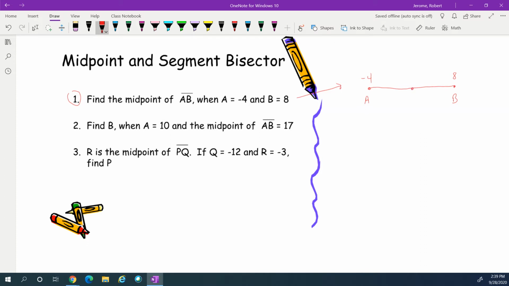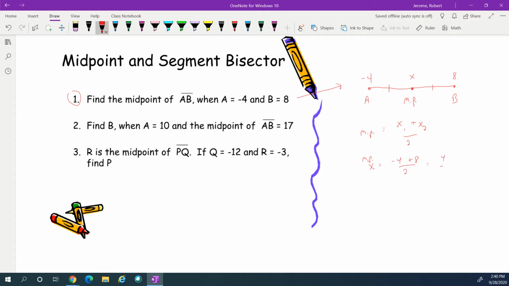So we are looking for that point right there. We can call it whatever we want. That is exactly in the middle, making those two congruent. So for example, if we called it M, AM congruent to MB. Our formula says that the midpoint is equal to x1 plus x2 divided by 2. So x, or midpoint, or whatever you want to call it, it doesn't matter, equals negative 4 plus 8 divided by 2.